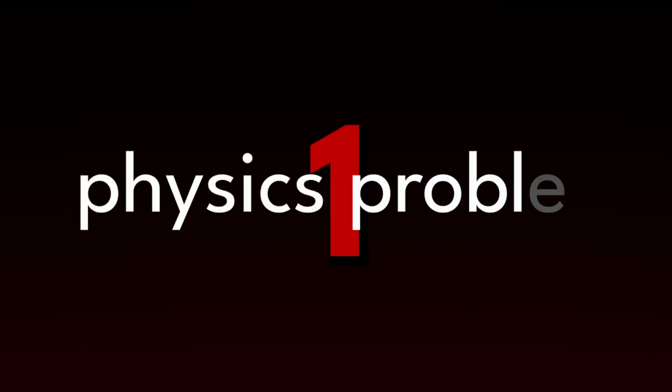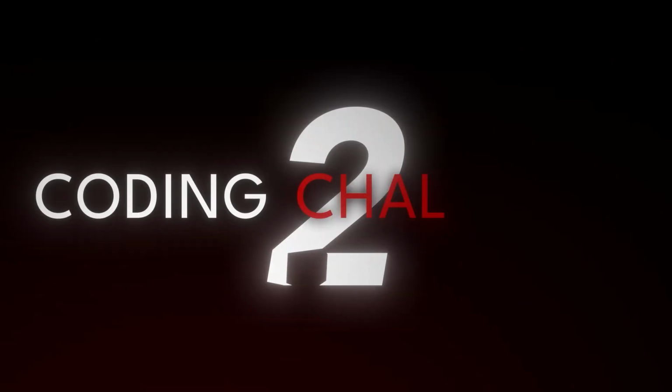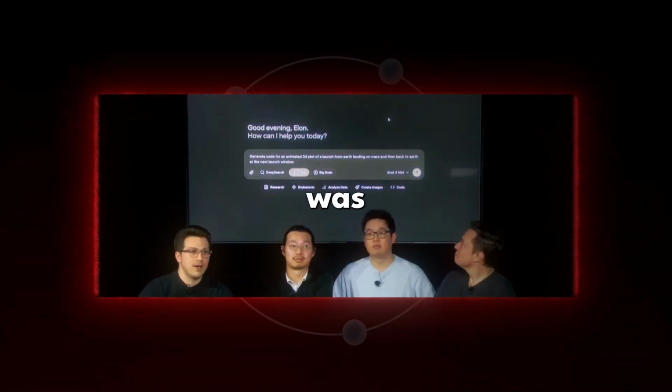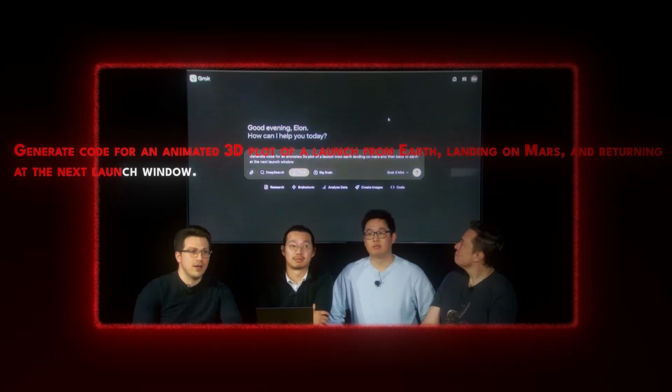Number one, a physics problem, plotting a viable trajectory for a spacecraft to travel from Earth to Mars and back. And number two, a coding challenge, writing an entire functional game from scratch. For the physics problem, Grok 3 was given a single prompt: generate code for an animated 3D plot of a launch from Earth, landing on Mars, and returning at the next launch window.